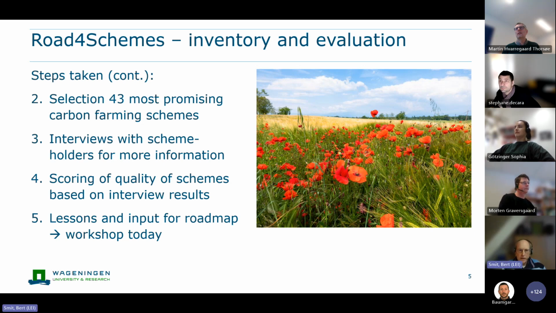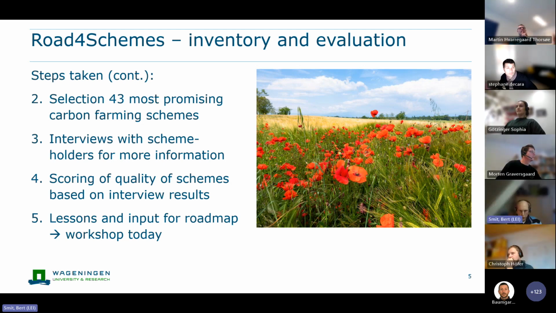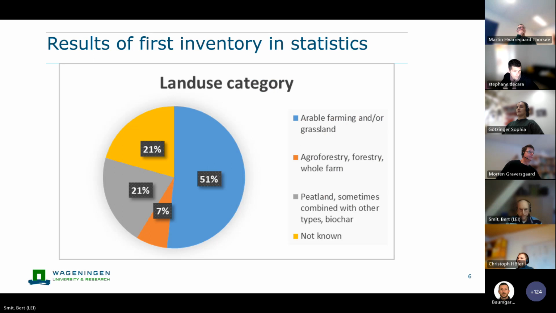As mentioned, we did an inventory from public resources, and then we did this in-depth analysis on 43 of the most promising carbon farming schemes in these countries that we looked at. That was done by interviewing the scheme holders for more information on the schemes. We scored the quality of the schemes based on those interview results, and the lessons from that are input for the roadmap, which the workshop today is about.